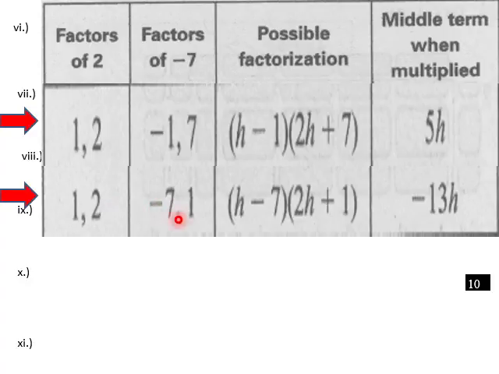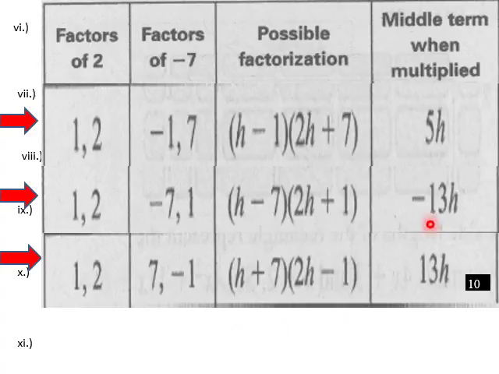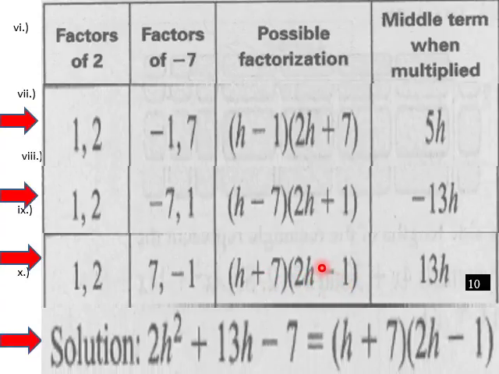Then 1 and 2, negative 7 and 1. This situation here will produce a negative 13h. This situation here will produce a positive 13h. Let's see, 2h squared minus h, and then plus 14h. And then the solution would be h plus 7, 2h minus 1. This is what we're looking for, the middle term of 13h. So this is the process that you have to go through to find your middle term, or you can try it mentally.